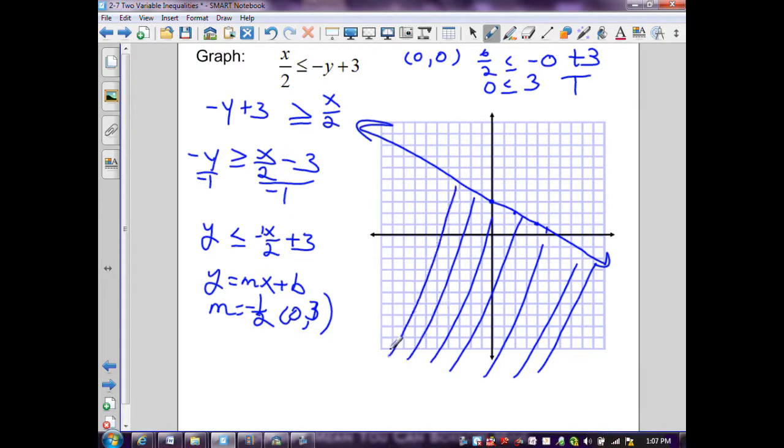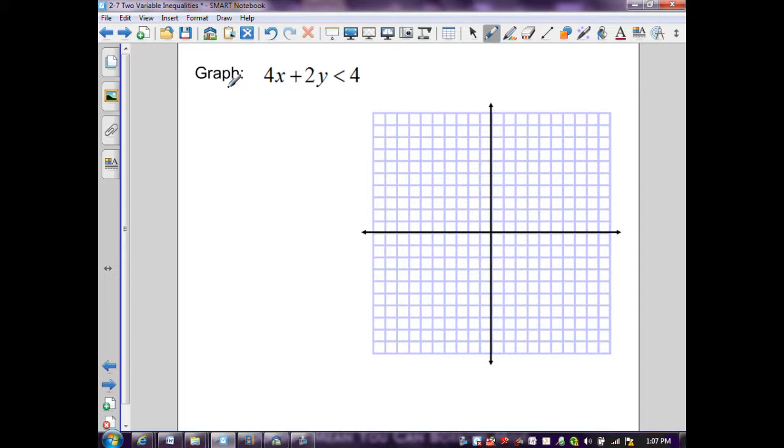And this shading represents all solutions to the inequality, and since this is a solid line, it includes all points on that solid line. Next, they want us to graph 4x plus 2y is less than 4.